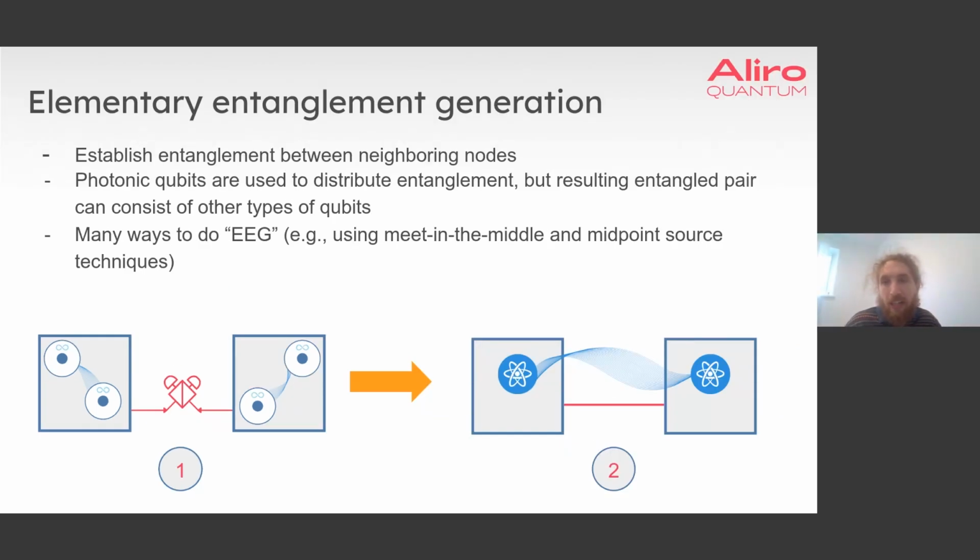The first step we will discuss is elementary entanglement generation. In EEG, we distribute entanglement between nearby quantum nodes. There are many protocols and even families of protocols for doing EEG. The example shown in the graphic here depicts a meet-in-the-middle scheme.